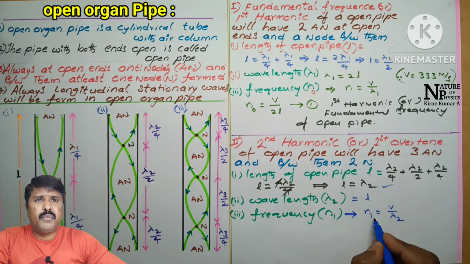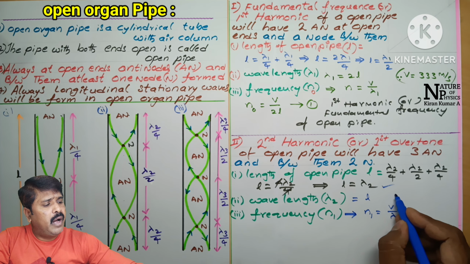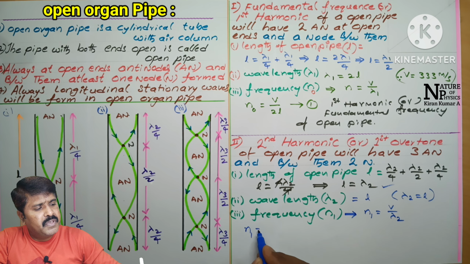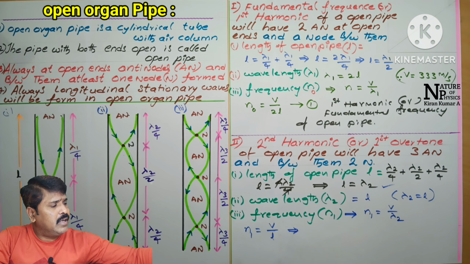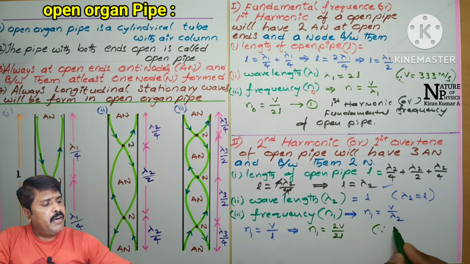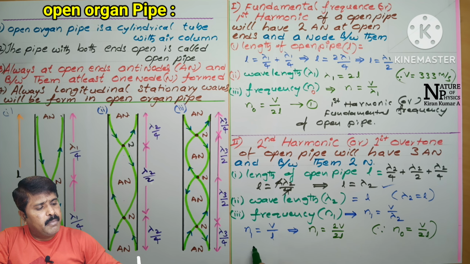See, student, N1 represents the first overtone. Okay, now lambda 2, we already got lambda 2 is equal to L, replacing here. That's why N1 is equal to V divided by L, student. There is a relation between the fundamental frequency and the second harmonic. For this I am going to do like this, 2 multiplying and 2 dividing, N1 is equal to 2V divided by 2L, student. So we know very well the fundamental frequency N0 is equal to V divided by 2L. Replacing here, I am getting N1 is equal to 2N0.